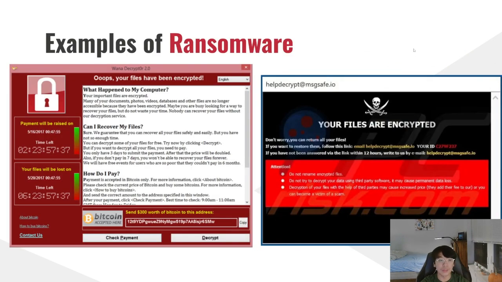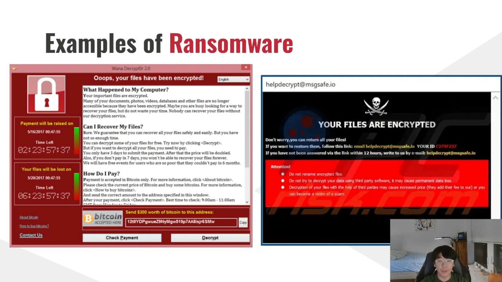Let's look at some examples. These two pictures are both examples of ransomware. The picture on the left shows just a lock and a timer, and it says, "What happened to my computer? Oh no, your important files are encrypted. Can I recover them? Of course, but you have to pay." So how do I pay? These payments are usually by Bitcoin or online currencies, because online currencies are much safer for these hackers, since it's hard to identify who did the action.